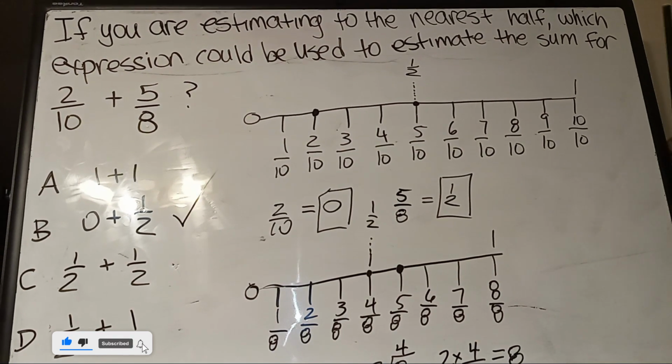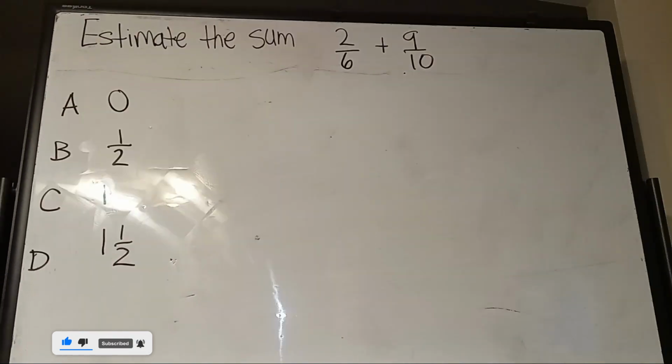Great job. All right, so for our next problem, we're going to estimate the sum of 2/6 plus 9/10. Our answer choices are A, 0; B, 1/2; C, 1; or D, 1 and 1/2.